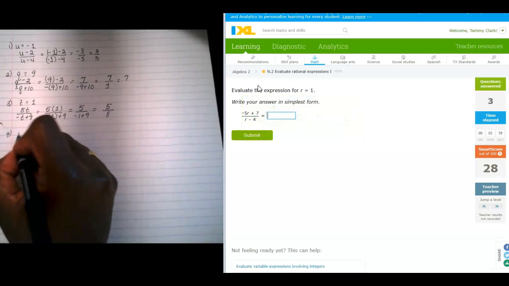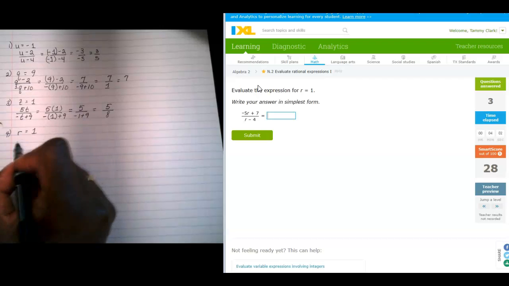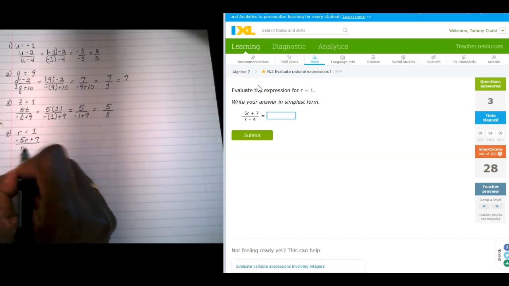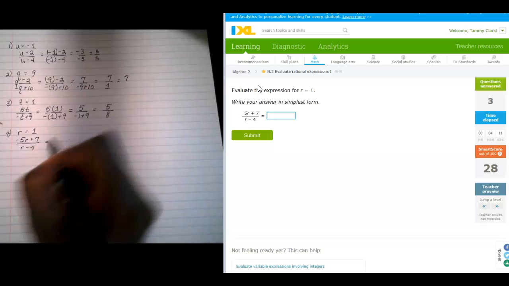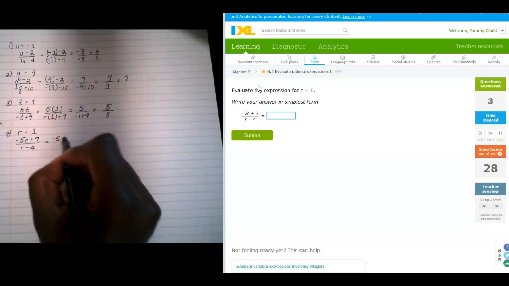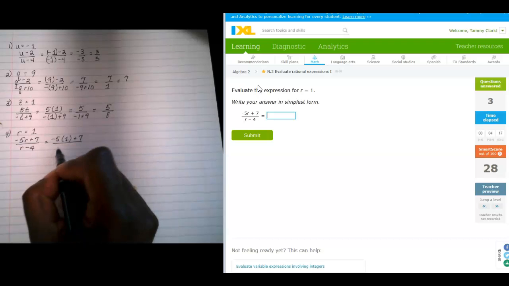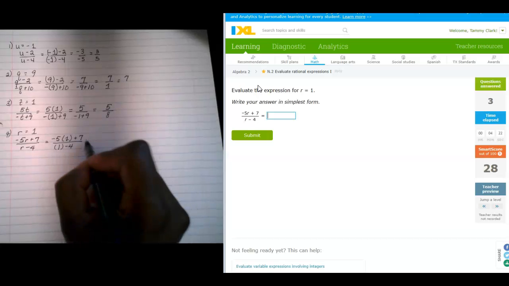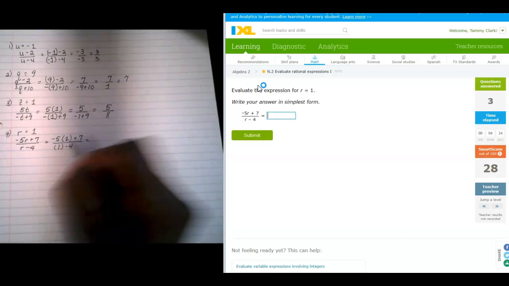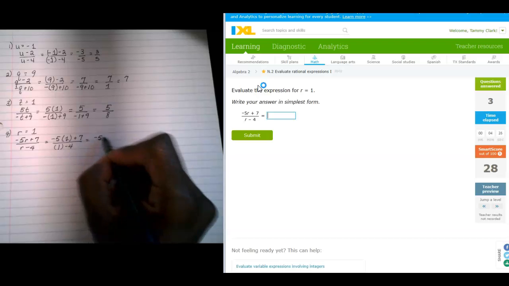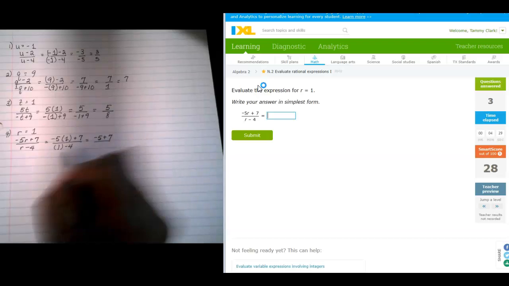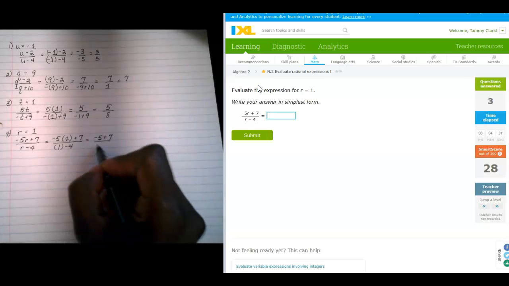We've got r is equal to 1. And our expression is -5r plus 7 divided by r minus 4. So we're going to replace r with +1 plus 7, and then we're going to divide by r becomes +1 minus 4. So we've got -5 times 1 is -5 plus 7. 1 minus 4 is -3.